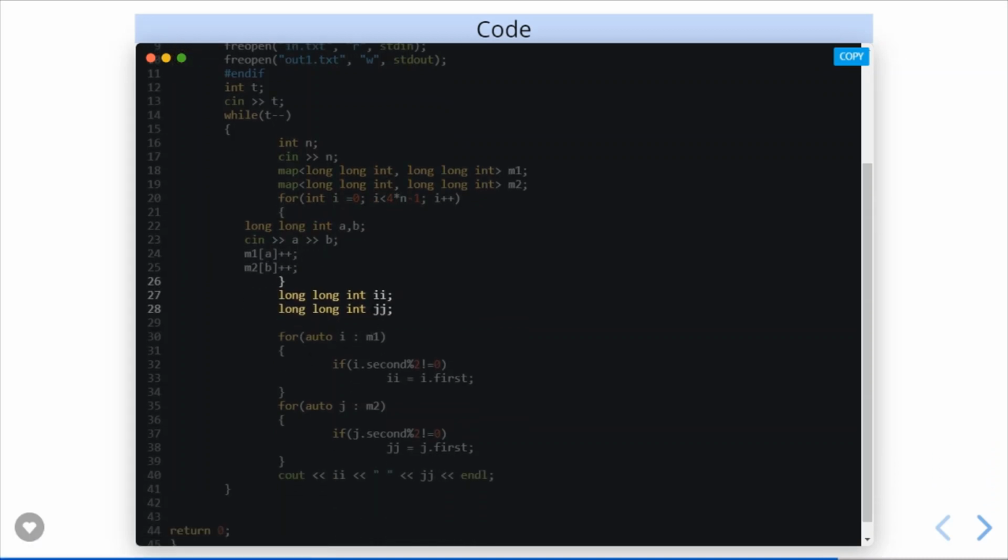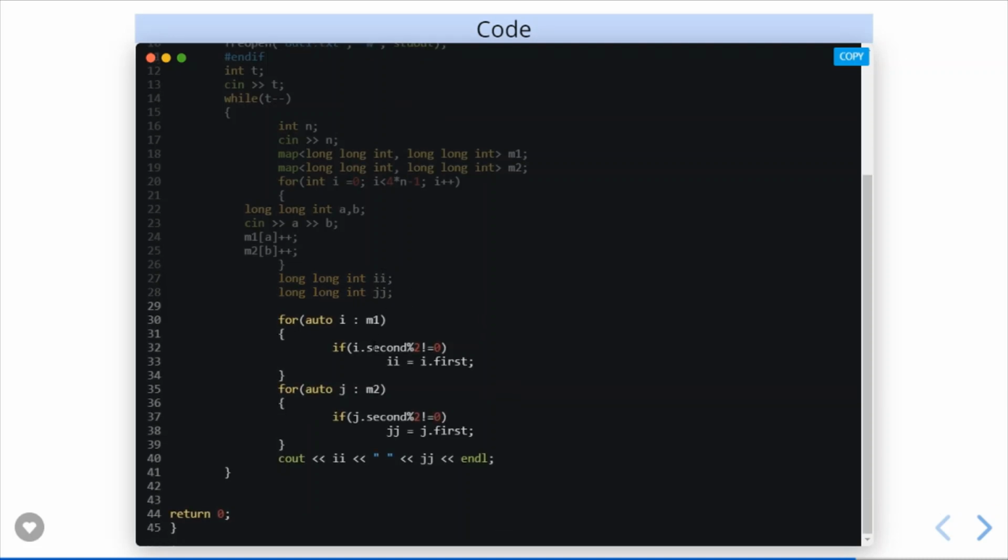Now I am making two variables, ii and jj, which are the missing point's x coordinate and y coordinate. Now I am running a loop in map1, which is for the x coordinate, and checking whether any element has an odd frequency or not. If any element has odd frequency, I will store that value in the ii variable, which will be the x coordinate of the missing point. Similarly I'll do it for the y coordinate, storing it in the jj variable, which will be the y coordinate of the missing point, and at last I'll output these variables.